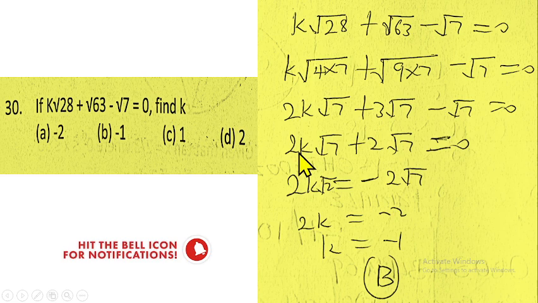So we are now having 2k root 7 plus 2 root 7. So we can collect like terms, and this one can come to this side. That means you have 2k root 7 equals minus 2 root 7. Then from there, 2 can take care of 2, and root 7 can take care of root 7 as well. That means you have 2k equals minus 2. 2 can take care of 2, that means you have k to be minus 1. So option B is the correct option for question number 30.